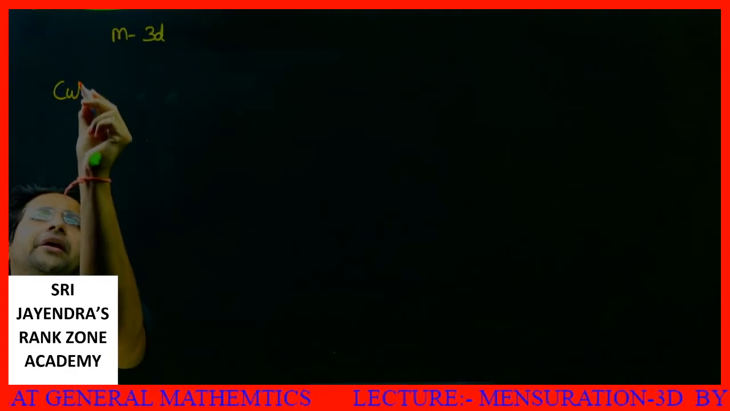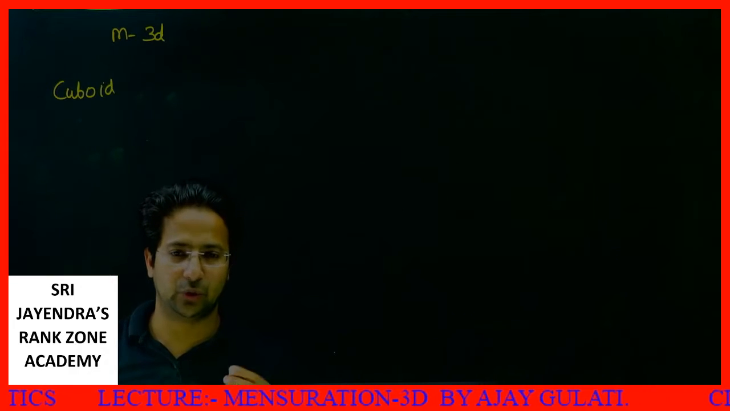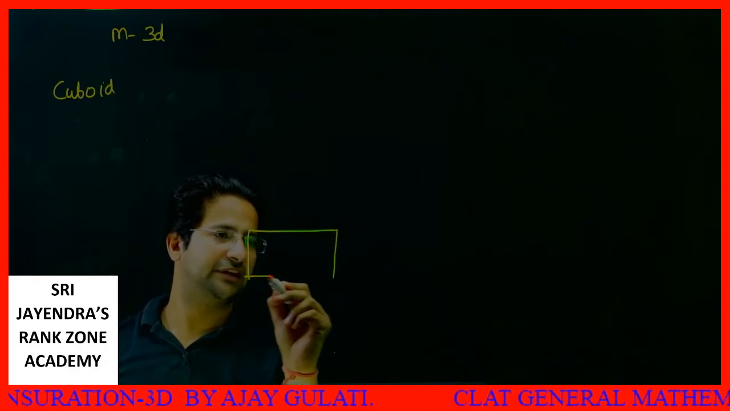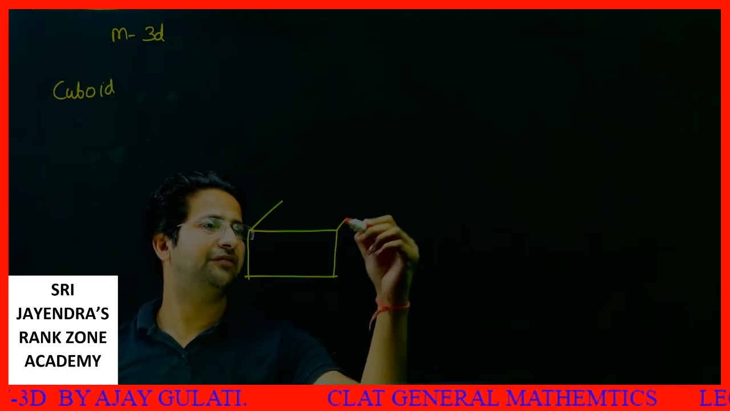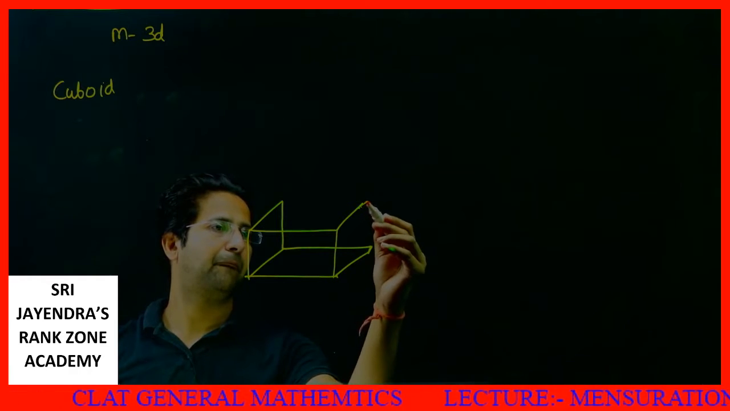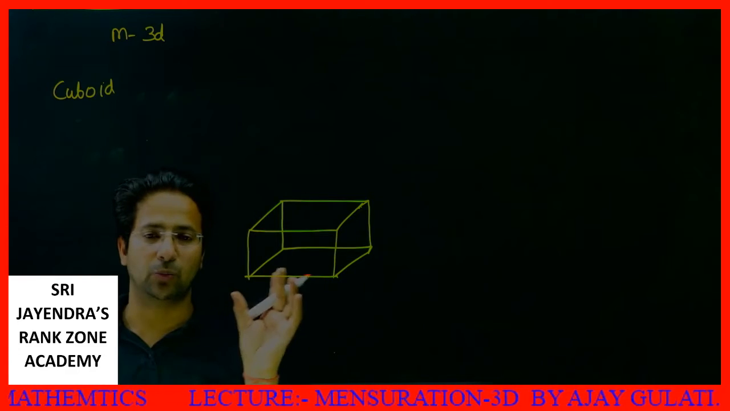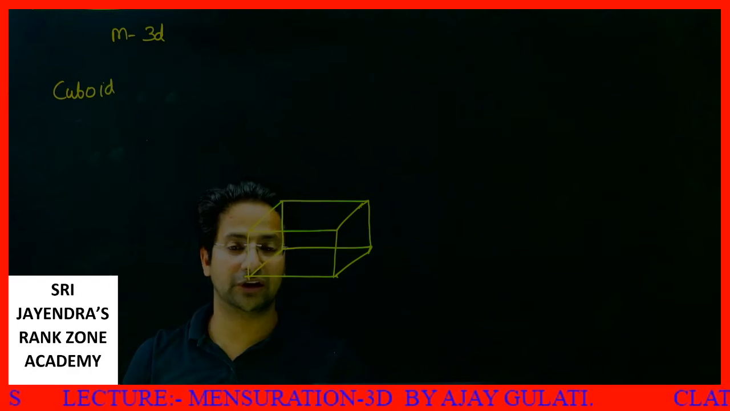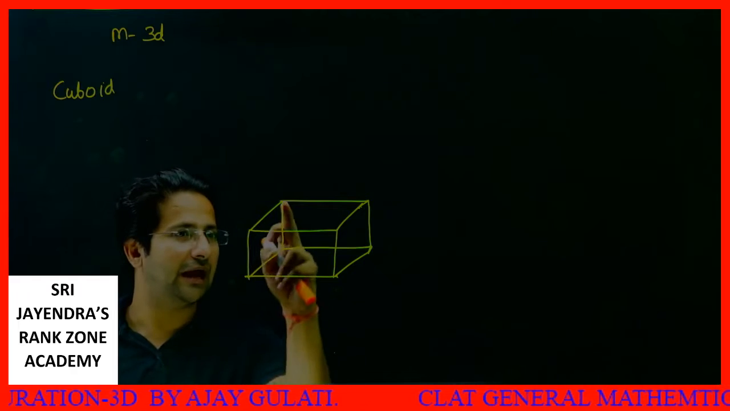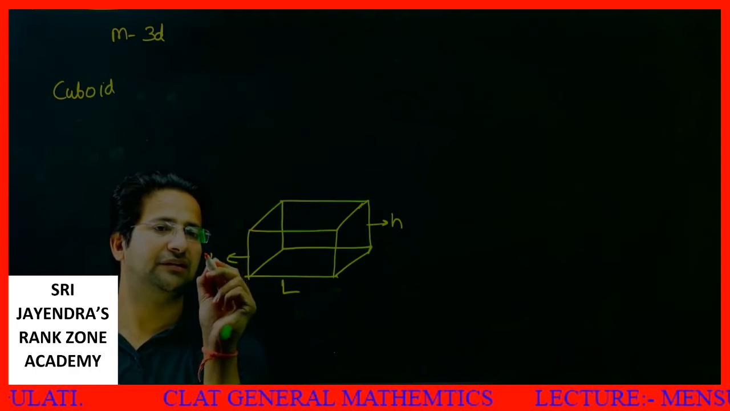I start with a cuboid. What is a cuboid? If you lend a height to a rectangle, then it becomes a cuboid. How come? Look, this is a rectangle. If to this rectangle I give some height, this becomes a box. So this is a cuboidal box. A very good example of a cuboid is your shoe box, the packet in which you get a shoe. It has a length, a breadth, and a height.